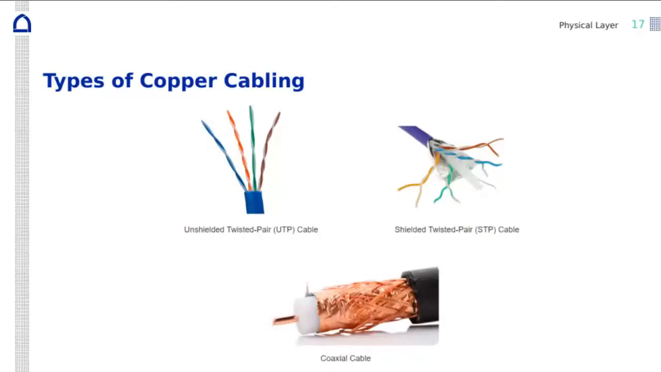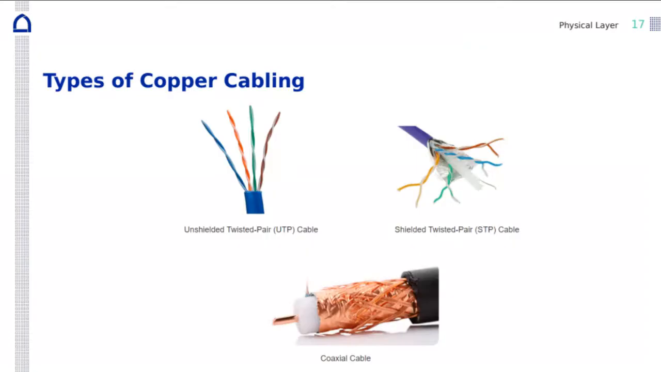These are the types of copper cable. Here we have a UTP cable. I will show you this in our lab session. This is a shielded twisted pair, STP. This is a more expensive cable. And this is a coaxial cable.